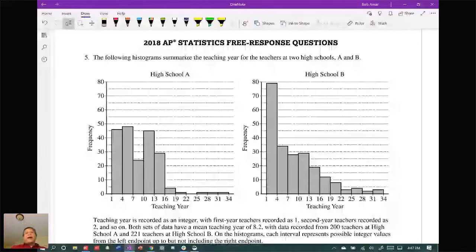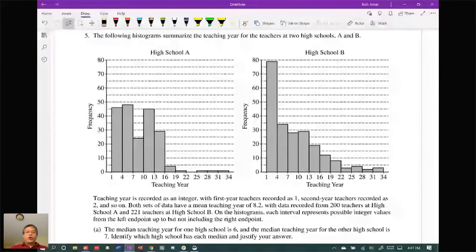All right, question 5. The following histogram summarizes the teaching year for the teachers at 2 high schools. Teaching year is recorded as an integer. First year teachers are recorded as 1, and so on and so forth. All right, so there's a histogram here. It's kind of weird to see this question show up as question 5, but if you look at part A, the median teaching year for one high school is 6, and the median teaching year for the other high school is 7. That is super important, very important.